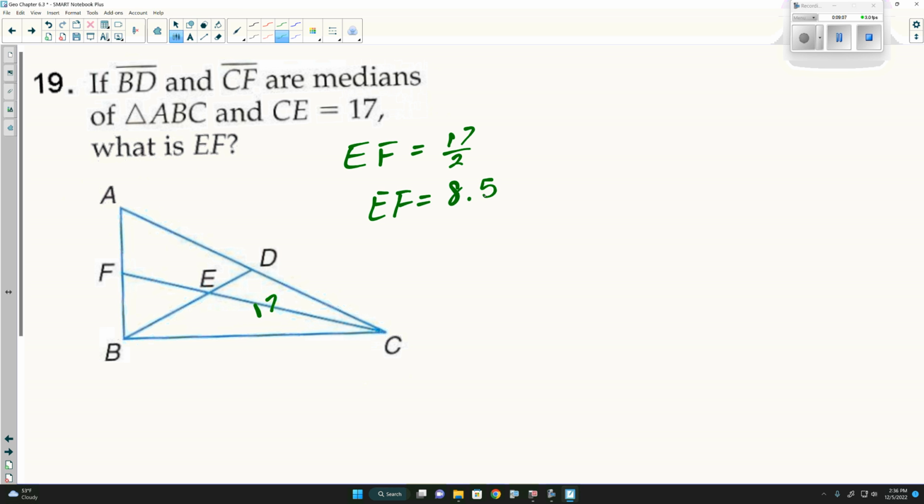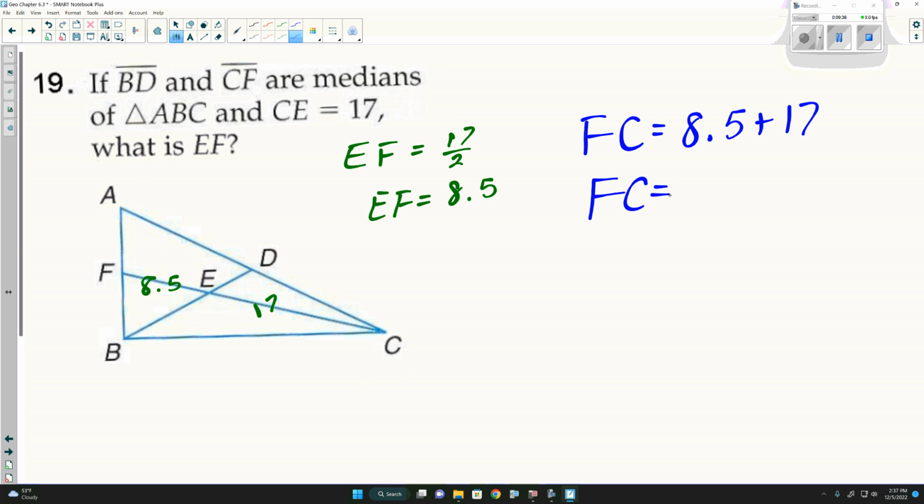So since E is the centroid, EC, which they gave us, is the bigger length. Smaller is equal to half the bigger, so we take half of 17 and get 8.5. Now I didn't ask for this, but what would FC be? FC is 17 plus 8.5. 17 plus 8 is?